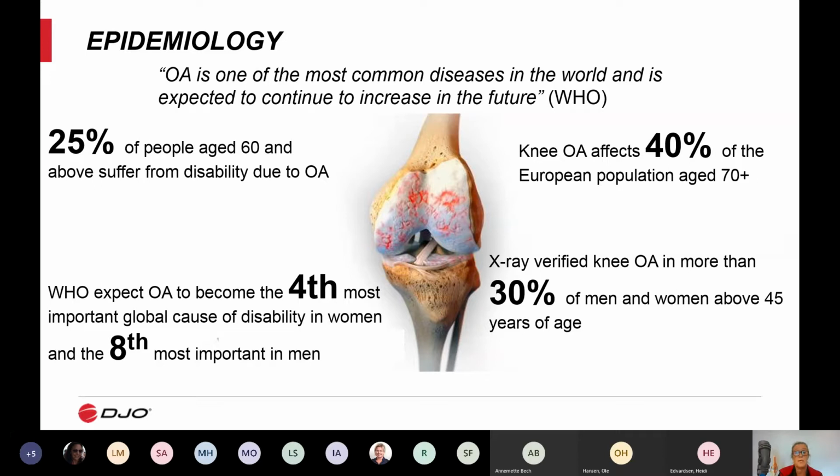WHO expects OA to become the fourth most important global cause of disability in women and the 8th most important in men. Many people with pain in the knee go and get x-rayed more than they did before. So they have verified that knee OA is in more than 30% of men and women above 45 years of age.